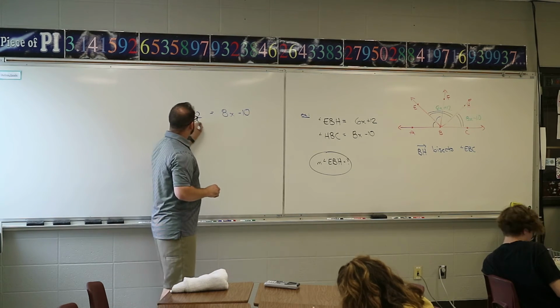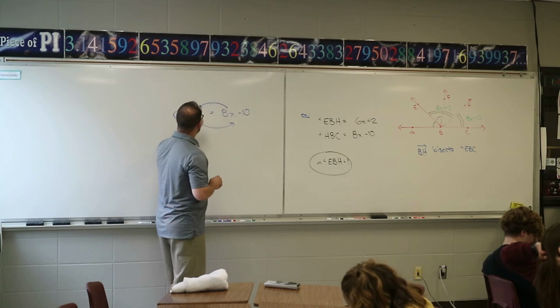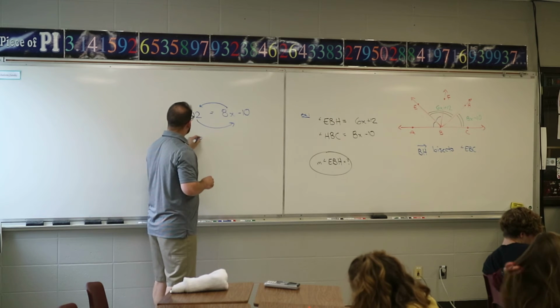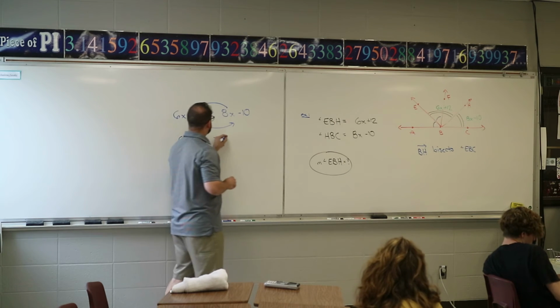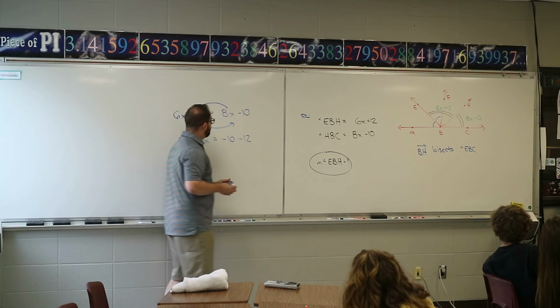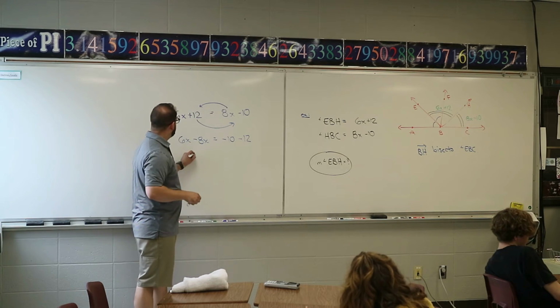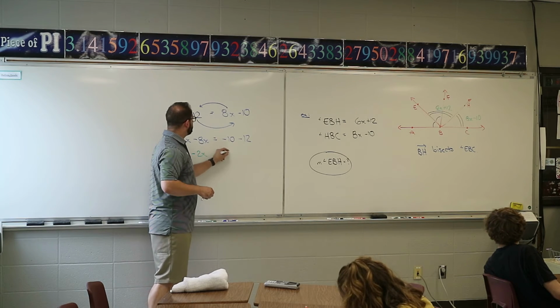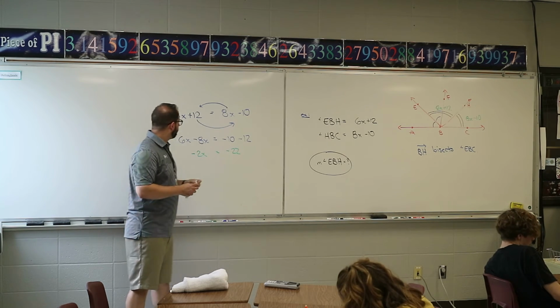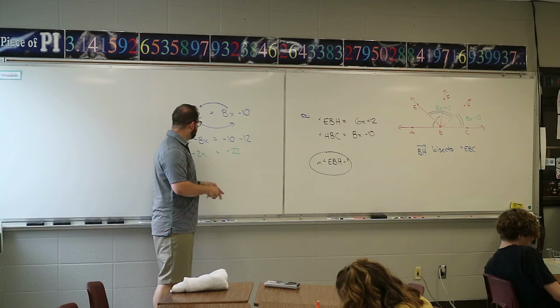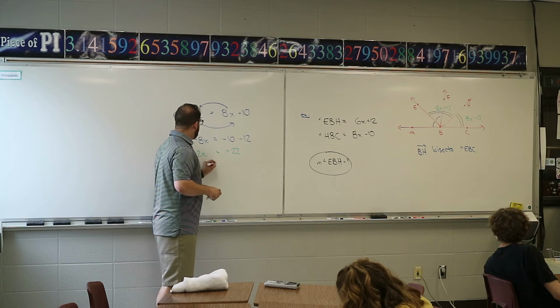So to solve, I'm going to subtract the 12, subtract the 8. So 6x minus 8x, and a negative 10 minus 12. So if I do this correctly, I'm getting negative 2x equals a negative 22. I divide by the negative 2, my x is an 11.